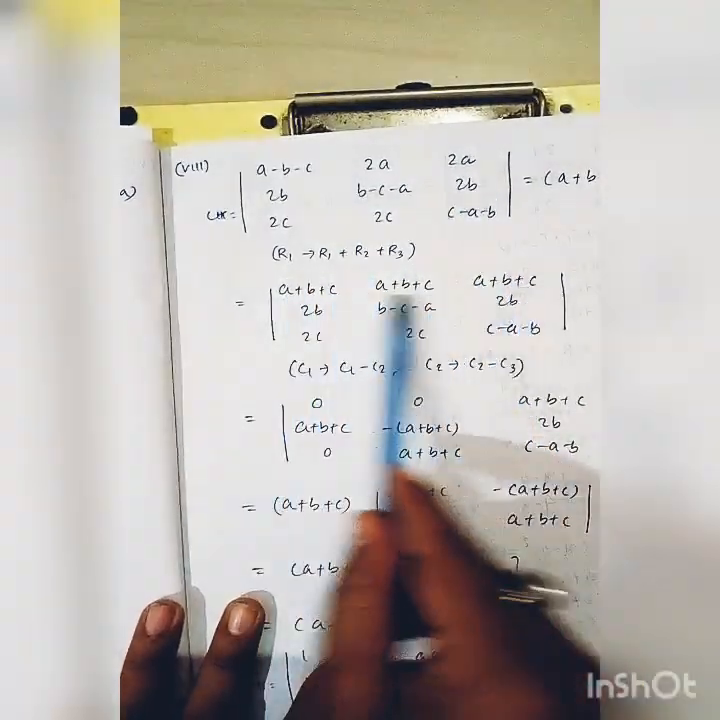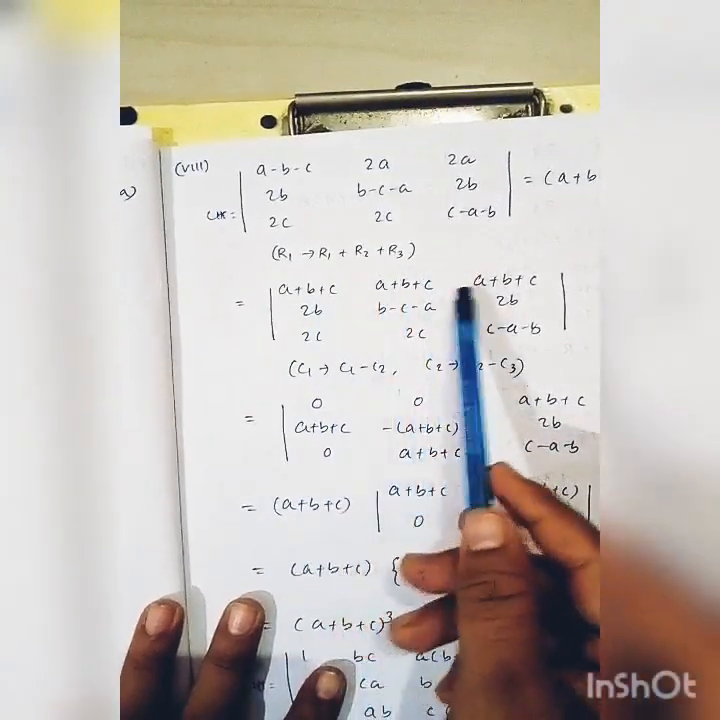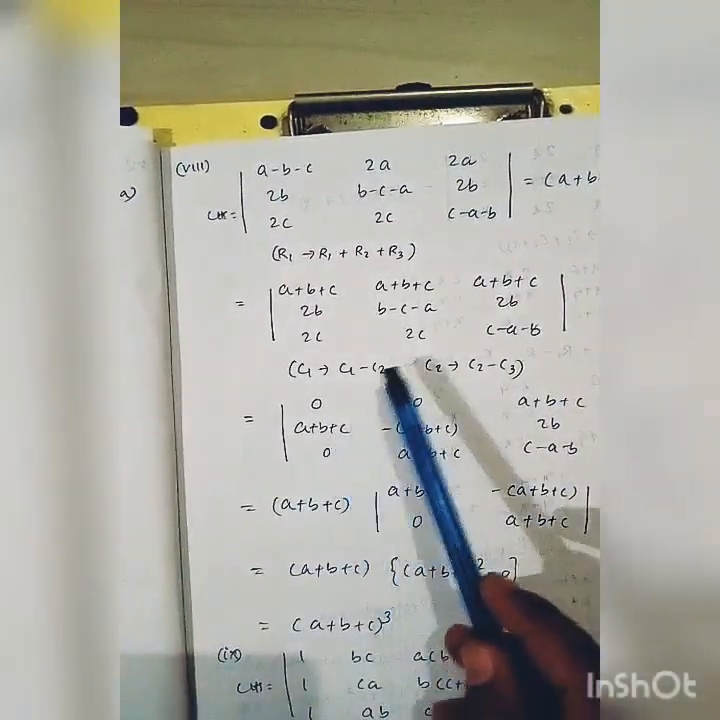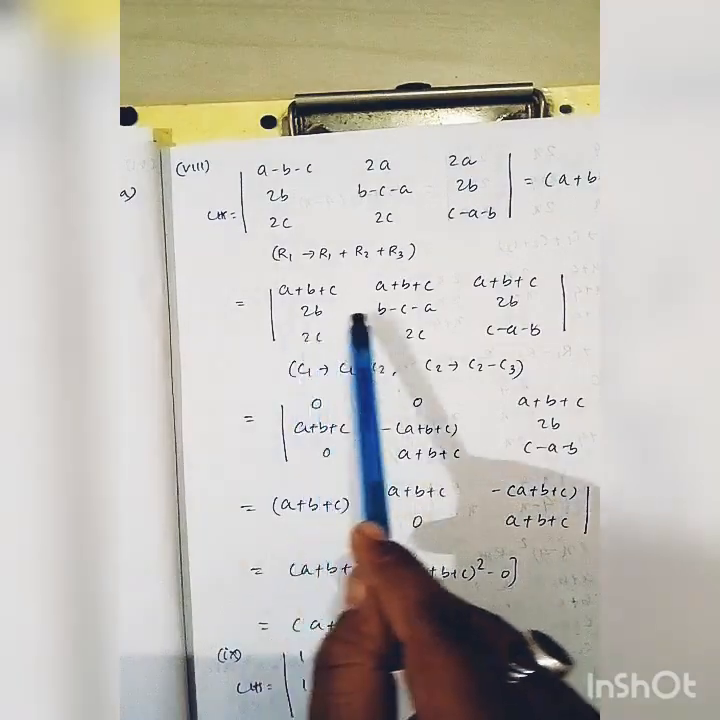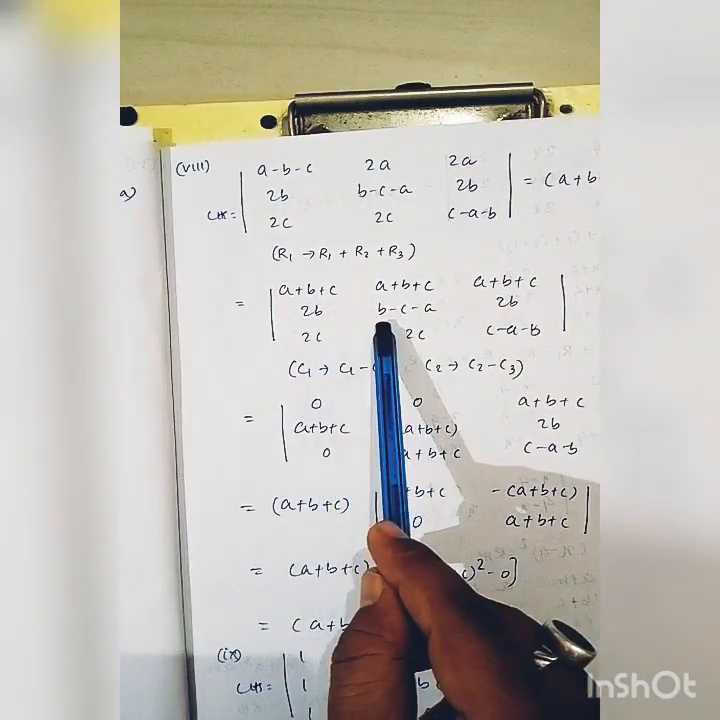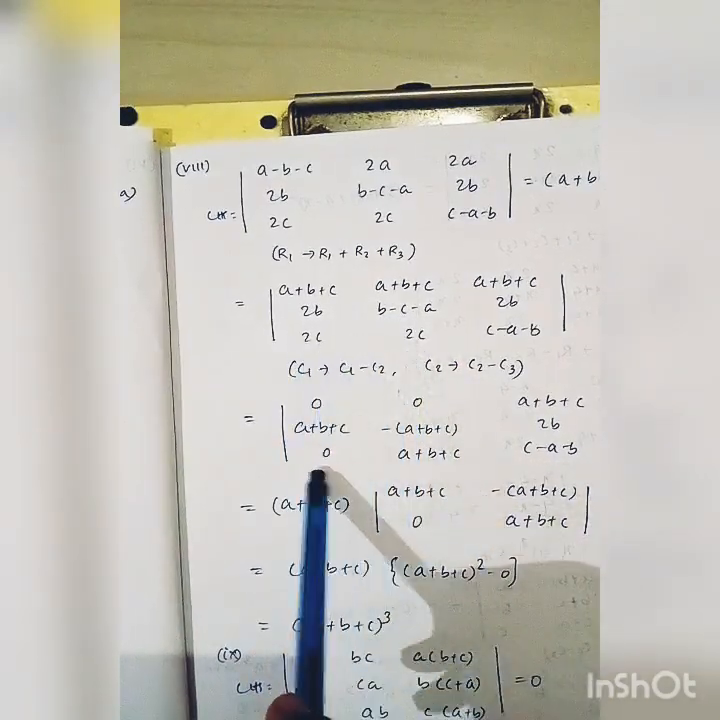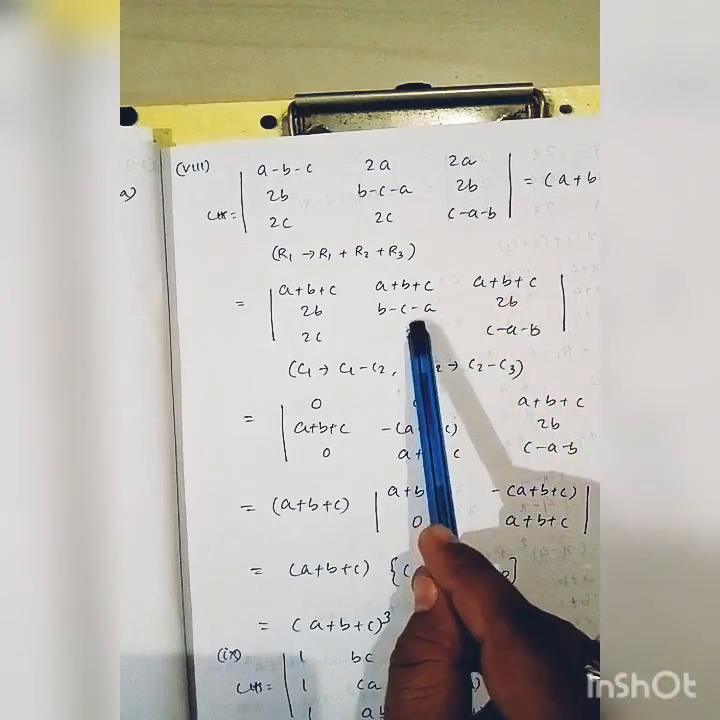As every element of row 1 is identical, use the property so that we can get any two elements to 0. Suppose use the property column 1 minus column 2, column 2 minus column 3, that is a plus b plus c minus a plus b plus c, 0. Again 2b minus b, it is again b, plus c plus a, which is a plus b plus c. Again 2c minus 2c, 0. Again column 2 minus column 3, a plus b plus c minus a plus b plus c, 0.